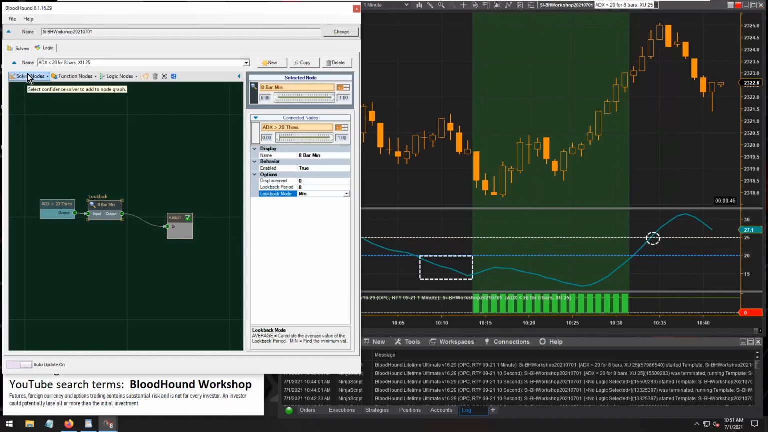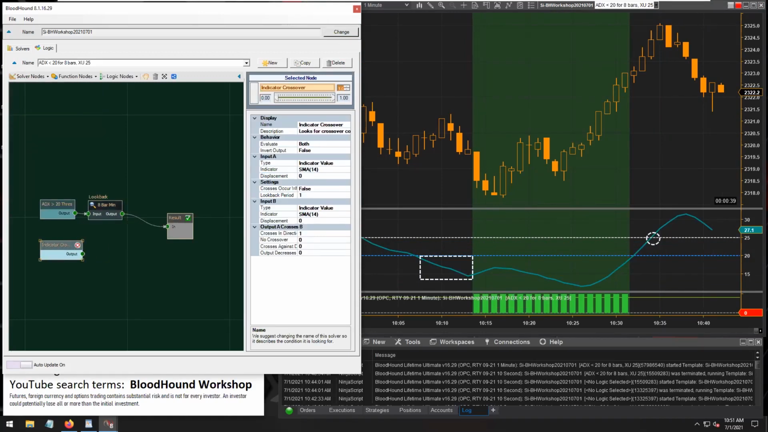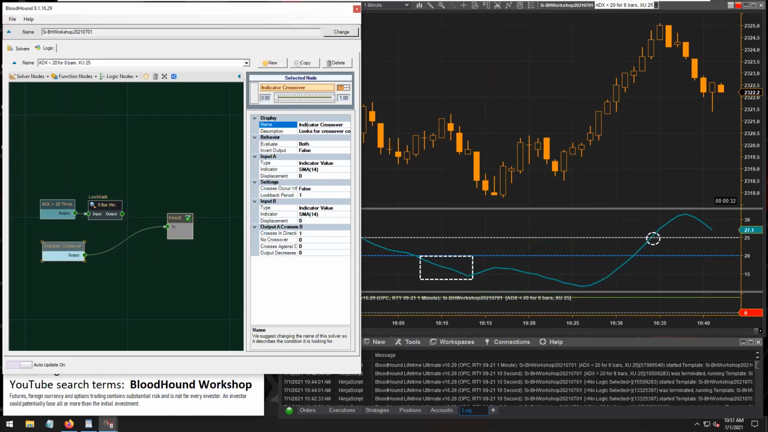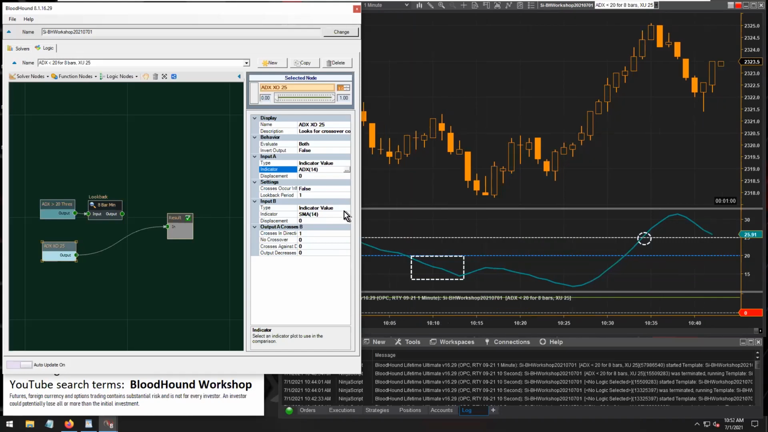So to do that, let's grab a crossover solver. All right, that should make sense. We're looking for the ADX to cross over 25. So input A, that's going to be our ADX indicator. So let's plug that in. There we go. Click OK. And for input B, well, that's not an indicator. That's the 25 level.